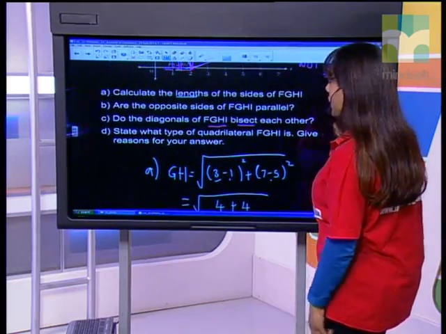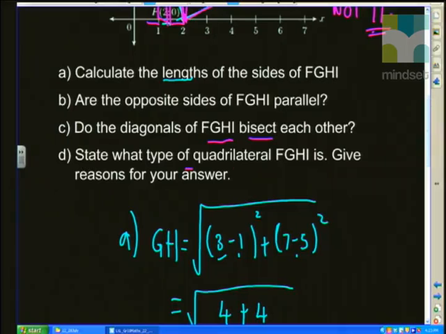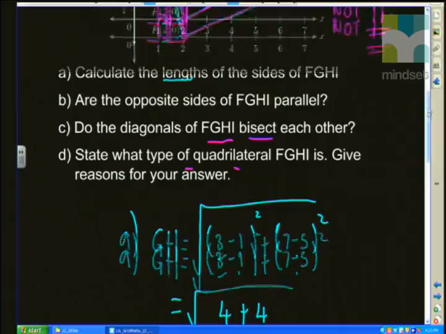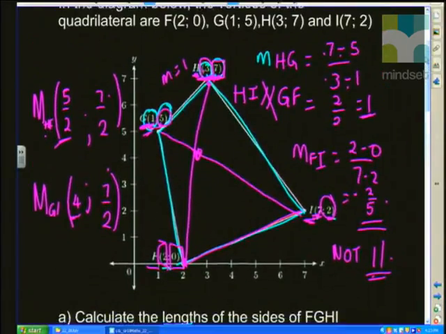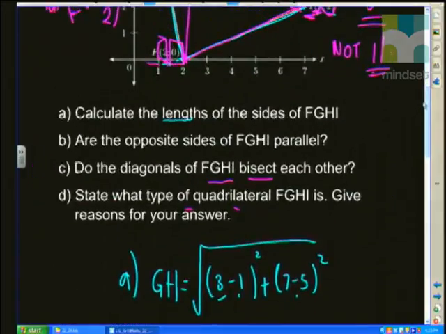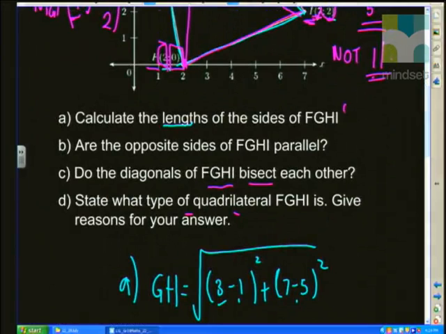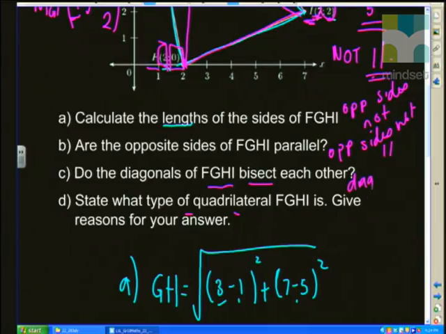All right. Then lastly, they say, state what type of quadrilateral this is and give a reason for your answer. Now, guys, if you look at the proof and what we've just shown, we've shown that firstly, in part A, we've shown that your opposite sides are not equal. Okay. We've also shown opposite sides not parallel. And we've also shown that diagonals do not bisect each other.